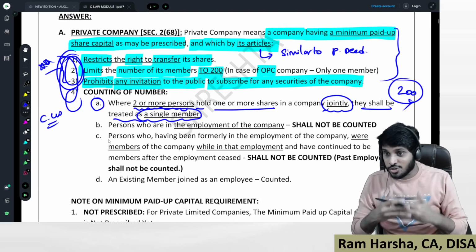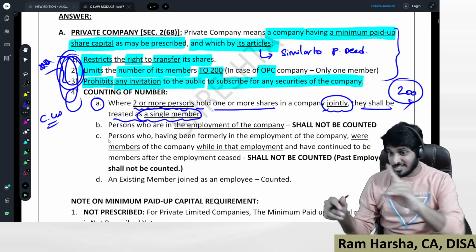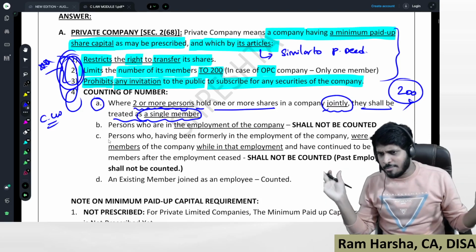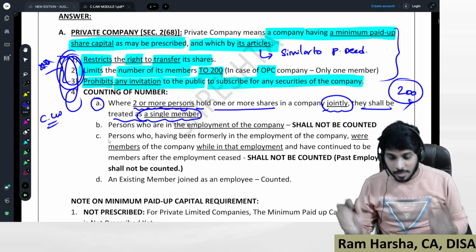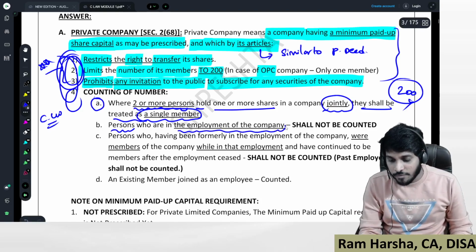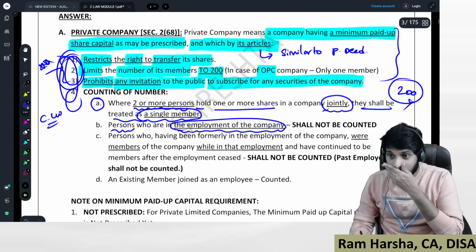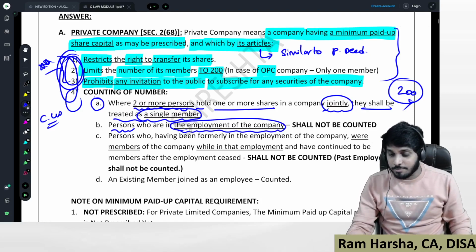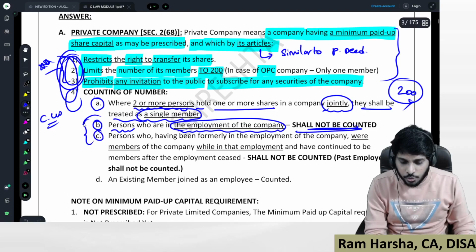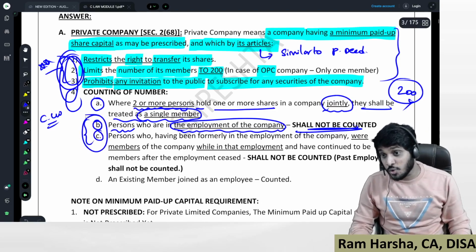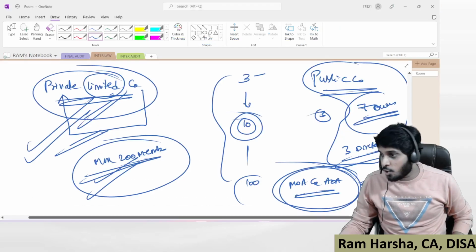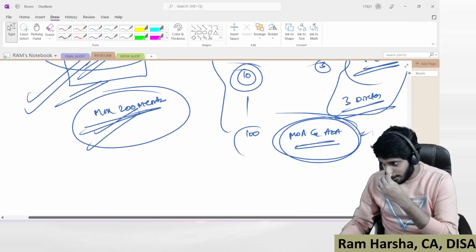So I think now you understood. Joint owners may be 10 owners, but a single member only. He may be holding 1 lakh shares, any number of shares, but still one member. Now, persons who are in the employment of the company shall not be counted. What do you mean by persons who are in the employment of the company?